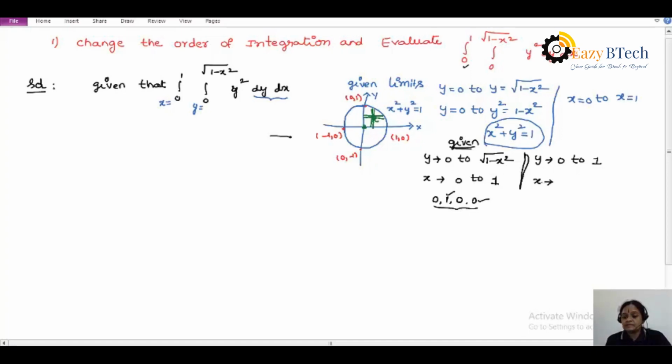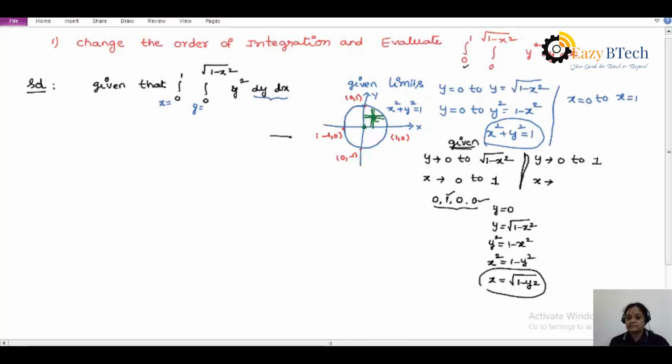X limits. As per the double integration procedure, now y is constant, so the x limits must be functions of y here. For that purpose, first I am writing the given limits, that is y is equal to 0 and y is equal to root of 1 minus x square. Then squaring on both sides, y square is equal to 1 minus x square. We need x limits: x square is equal to 1 minus y square and x is equal to root of 1 minus y square. This is one limit.